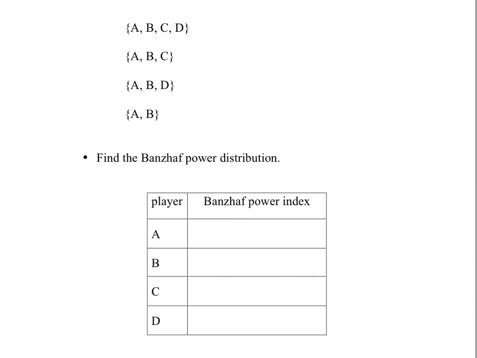We ask first, is A critical in the grand coalition? Well, if we cover up A and look at the remaining players, B, C, and D, we ask, are B, C, and D themselves a winning coalition somewhere else on the list? And no, they are not. It follows that A is critical. They need A to continue voting yes in order for this coalition to remain a winning coalition. This would cease to be a winning coalition if A departed, because BCD is not a winning coalition.